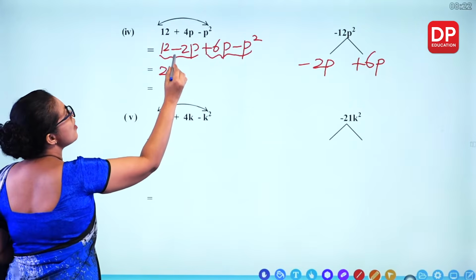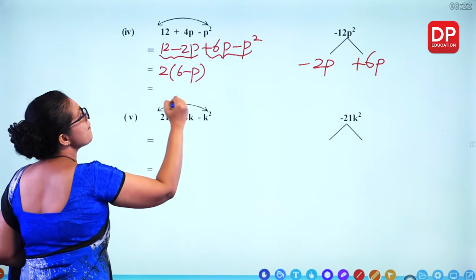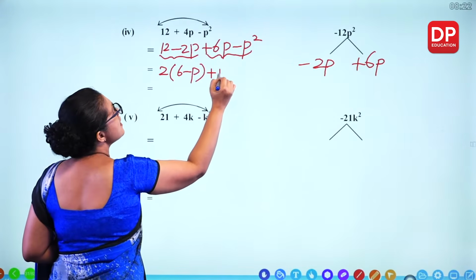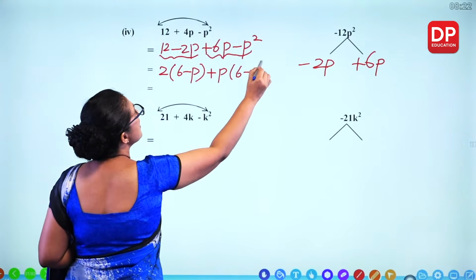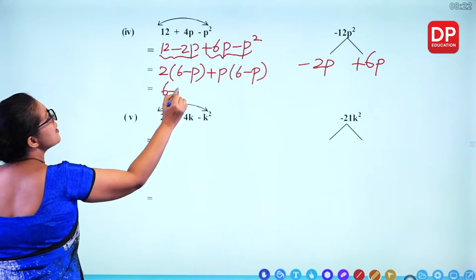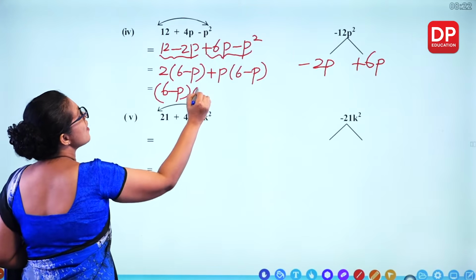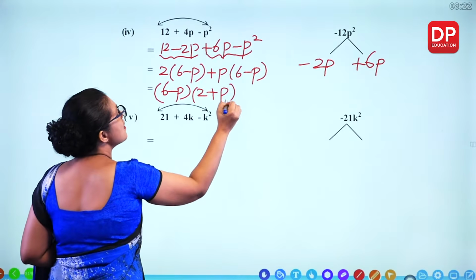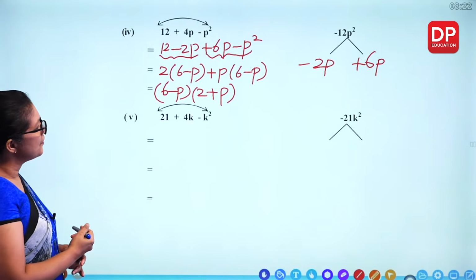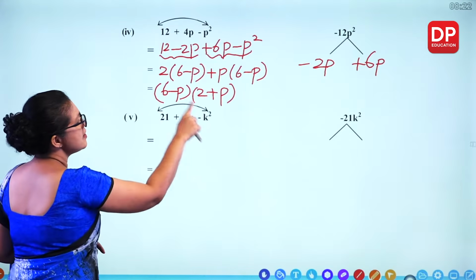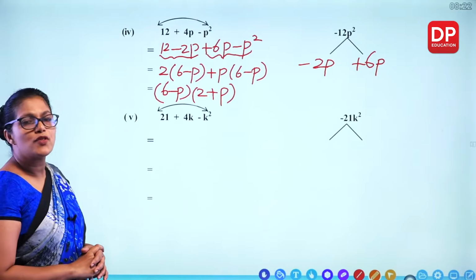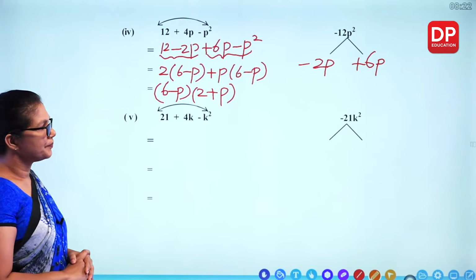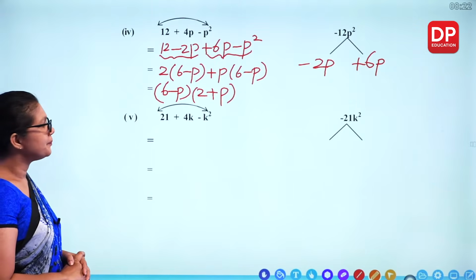You can take 2 out, you get 6 minus p. Plus p there, 6 minus p. 6 minus p is common. Remaining one is 2 plus p. This one, 21 minus k squared. Minus 21k squared. What's the suitable one?